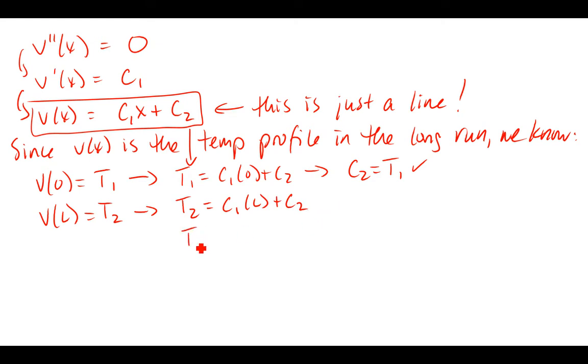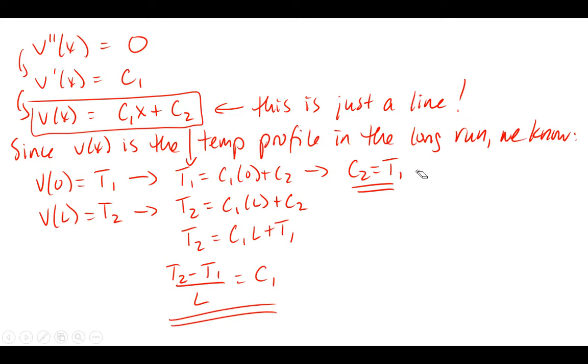But I know already that C2 is T1. So this is C1 L, but C2 is really T1. That's me just using this fact up here. So if I rearrange this a little bit, I get T2 minus T1 over L is C1.